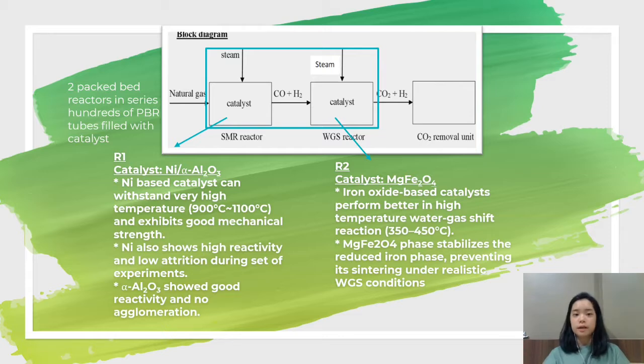For the catalyst part, we have nickel alpha Al2O3 for the first reaction. These three are the reasons why we choose nickel alpha Al2O3 as the catalyst for reaction 1. As for reaction 2, the catalyst is MgFe2O4.